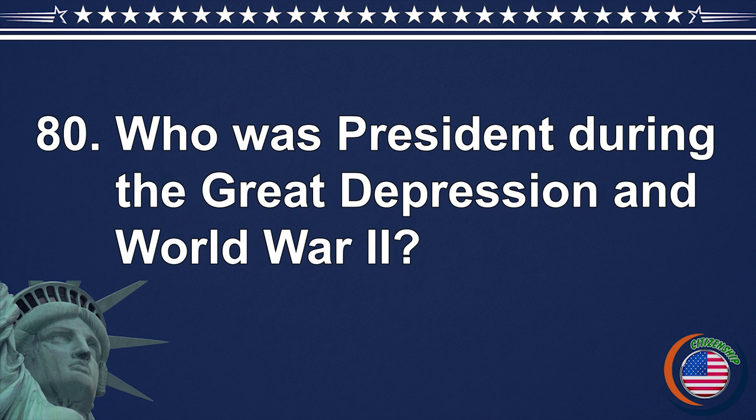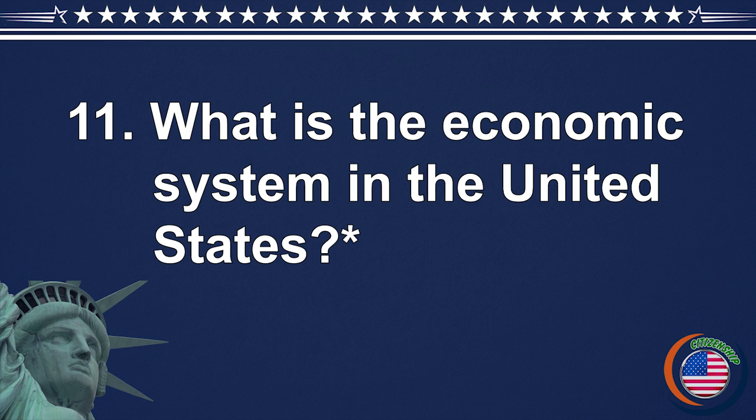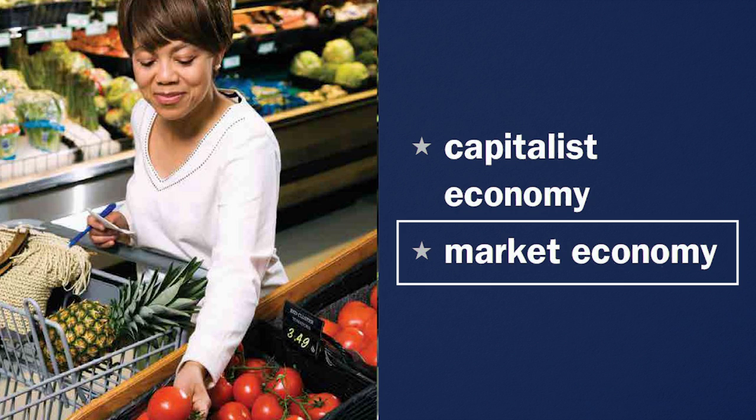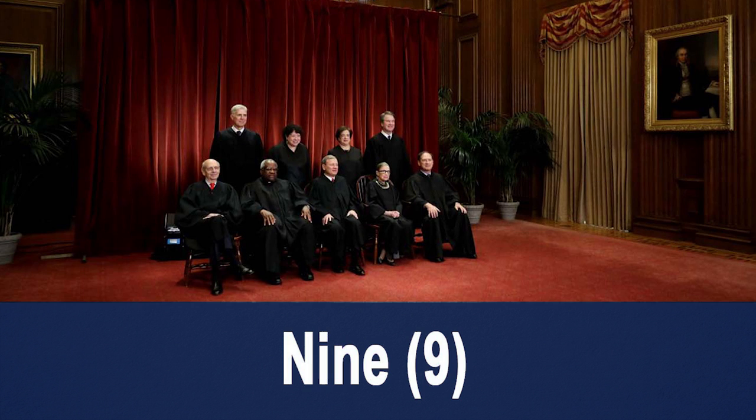Who was president during the Great Depression and World War II? Franklin Roosevelt. What is the economic system in the United States? Market economy. How many justices are on the Supreme Court? Nine.